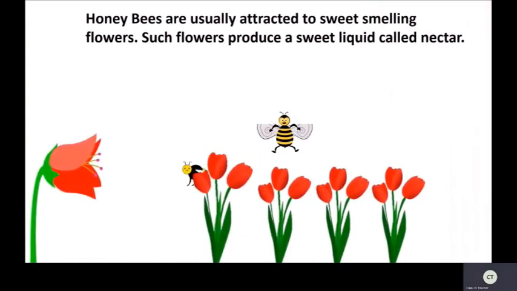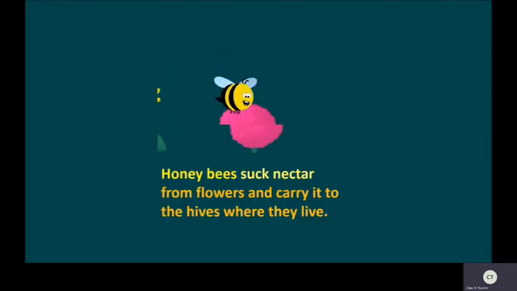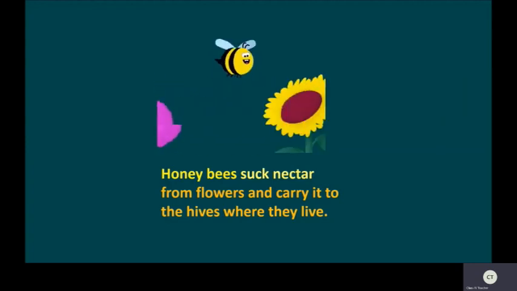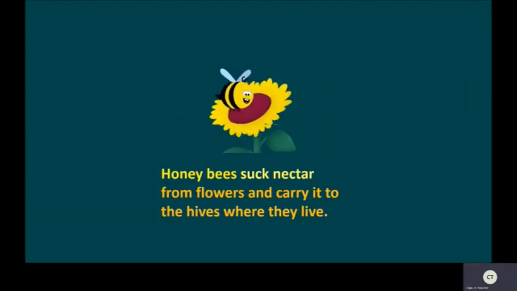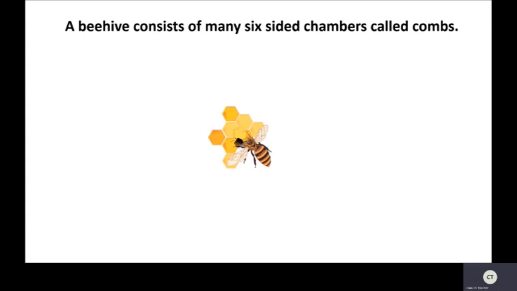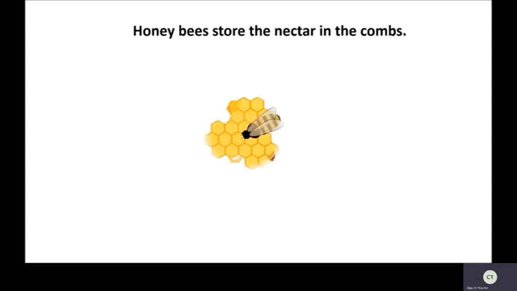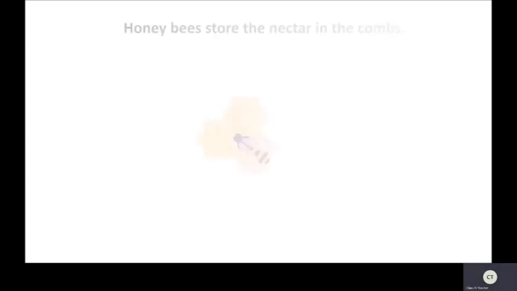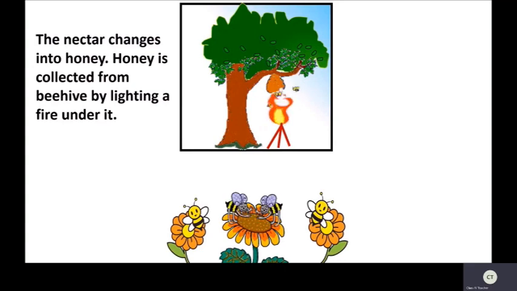Now see here, honeybees are attracted to sweet smelling flowers. Now see, honeybees suck nectar. A honeybee hive consists of many six-sided cells called combs. Yes, children. Now the nectar changes into honey. Honey is collected from the honeybee hive.